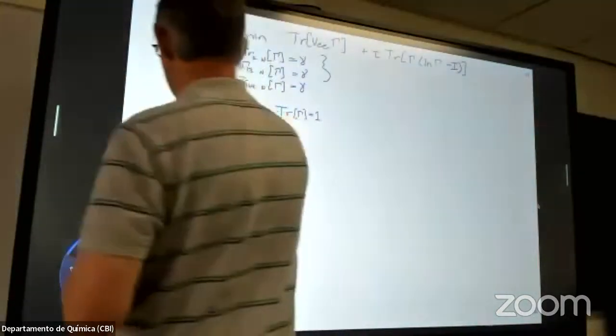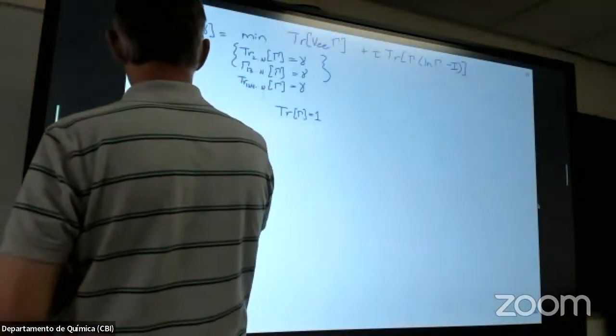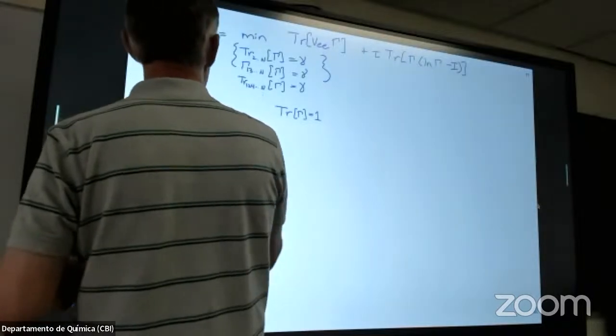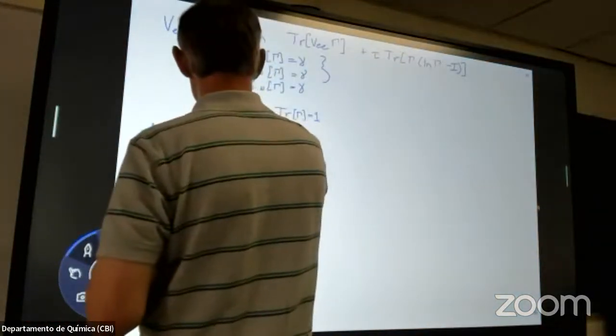Okay. So now I'm in a position and I can write down my Lagrangian. My Lagrangian is my objective function.